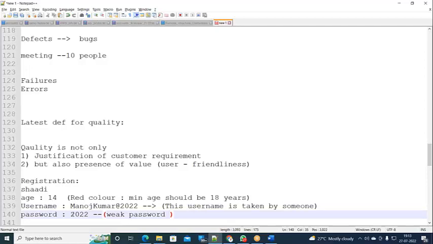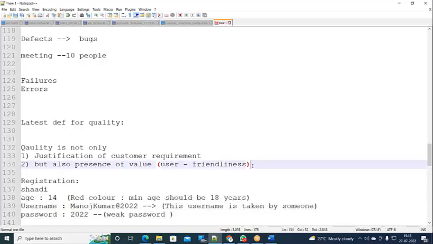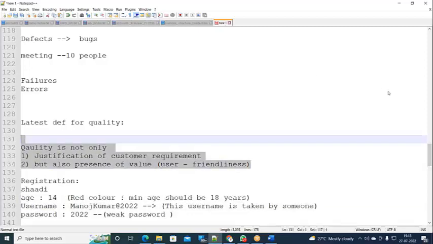Now this is what it is. As a quality check, you are not only making sure that your customer requirements are met, but also checking whether user friendliness is there or not, and that is what quality is. Are you absolutely clear with the quality, guys, now? The definition of quality? Yes, sir. Okay, wonderful.